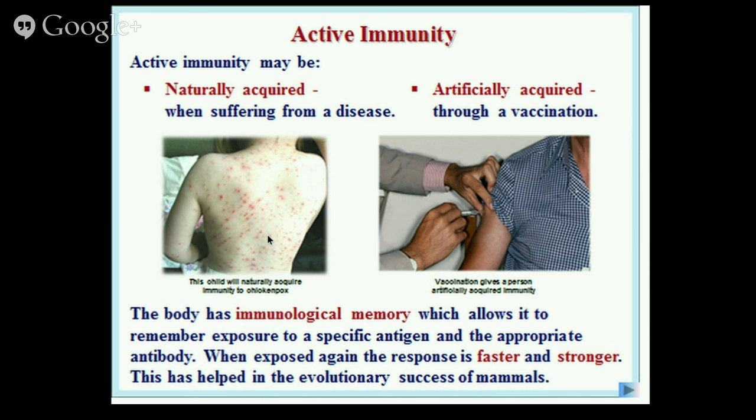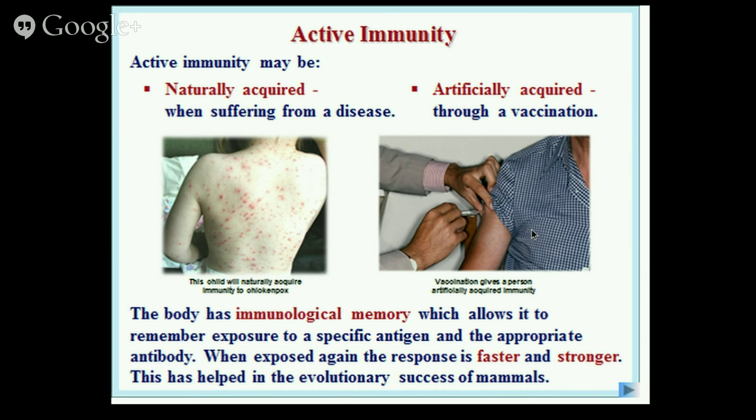When you get chickenpox, it's a viral infection, and your body has white blood cells, and they identify that it's a chickenpox virus because it's got antigens on the outside, and they make antibodies. The next time you come into contact with chickenpox, because your white blood cells have already made the antibodies once, they can make them very quickly again. And as I say, you tend not to get the disease again. So that's naturally acquired. Whereas something artificially acquired is different.